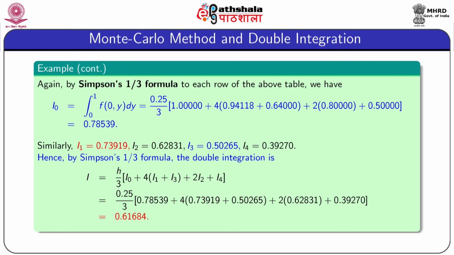That means the Simpson one-third formula and the trapezoidal method can be used to find the double integration, and these methods can be extended to find the values of triple integration and higher order integration.